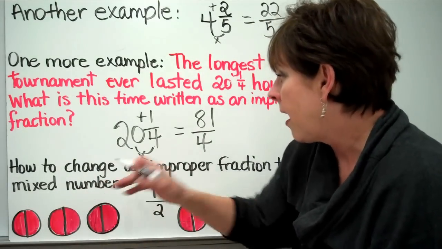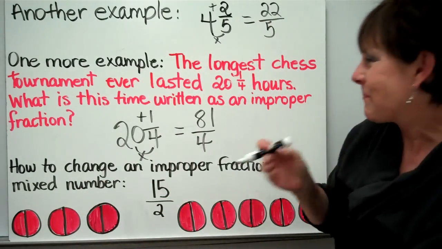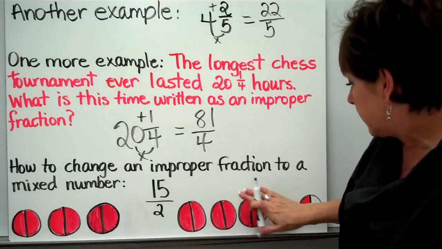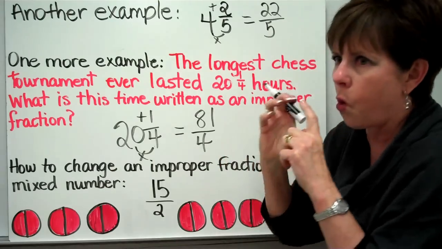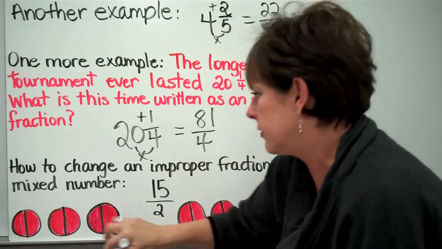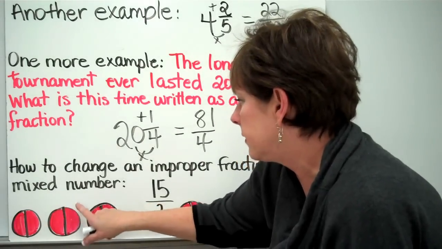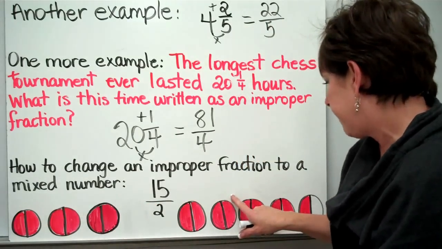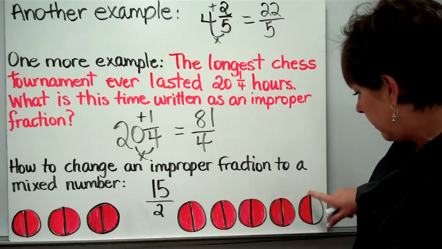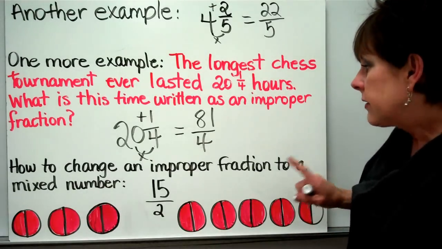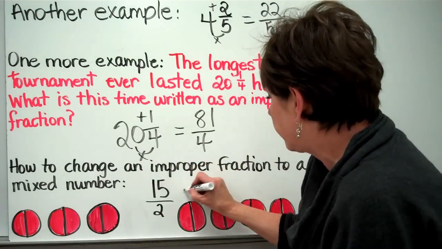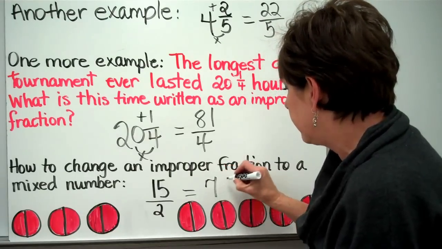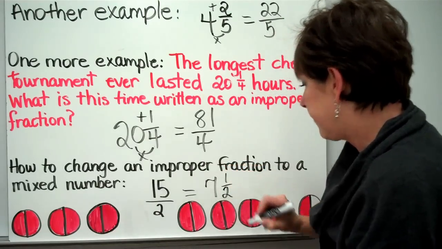This is a whole number. This one, this one, this one, this one. How many whole representations do we see? We see 1, 2, 3, 4, 5, 6, 7 and a half. So I could say that 15 halves is another way of saying 7 and a half.